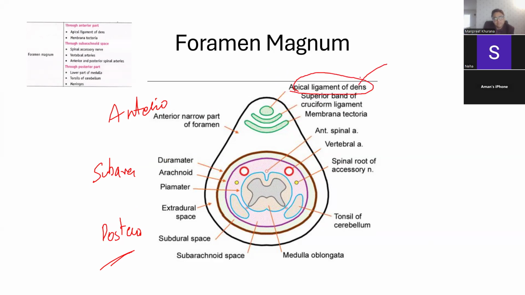Anybody who can tell me what is dens? Neha, Raman, anybody? Neha, you are on mute. Is that dens as in dente? No, that's different. Dens, and dente is related to a tooth. This is related to the cervical vertebrae.